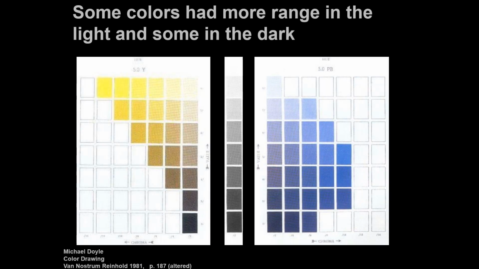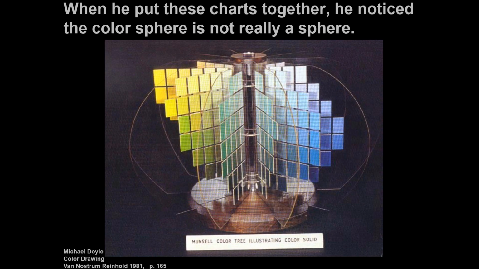As Munsell worked on these colors, he realized that different hues have their strongest chroma attained at different values. You can see this in this example, that one color has the most range at the top end of the scale, and the other color has the most range at the bottom end of the value scale. Putting them all together, we see that this sphere is not really a sphere, but rather an oblong shape, where some colors extend beyond the shape of a perfect sphere, and others not so.